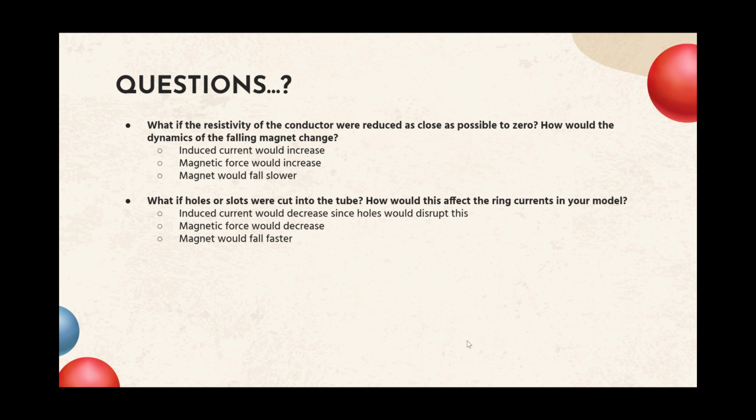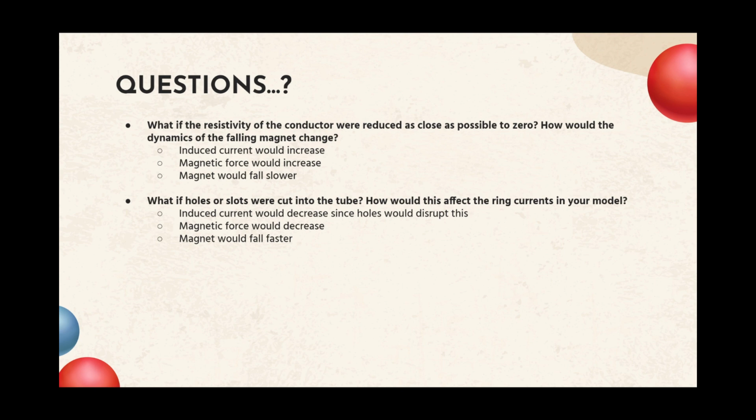So, some questions. What if the resistivity of the conductor was reduced as close as possible to 0? How would this change the magnet falling? The induced current would increase due to Ohm's law, and this would cause the magnetic force to increase as well, and then the magnet would fall even slower since now there's a more powerful magnetic force pointing in the upward direction against gravity.